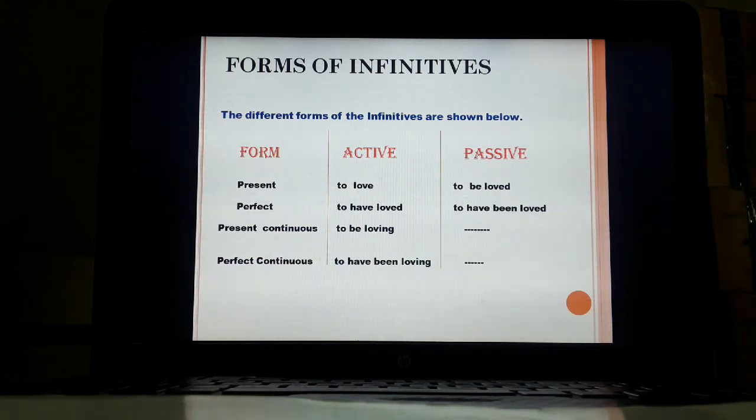In the second form, it's perfect. In perfect tense, as you know, we use three things: has, have or had. But when it comes to infinitives, there is no place for has and also no place for had. With infinitives, we are bound to use have. So here I have used to have loved. So in the perfect form we use to plus have plus loved. Loved is the third form of the verb. And this I am saying in the active form.